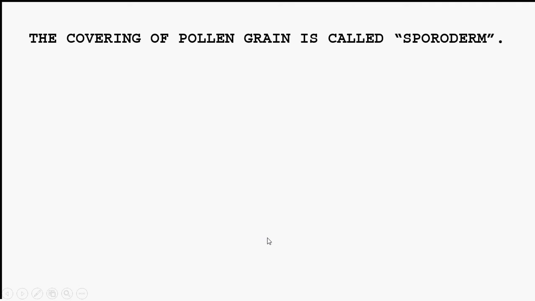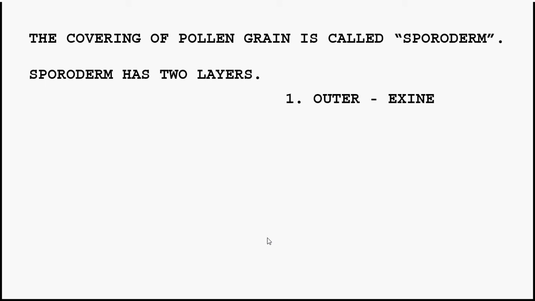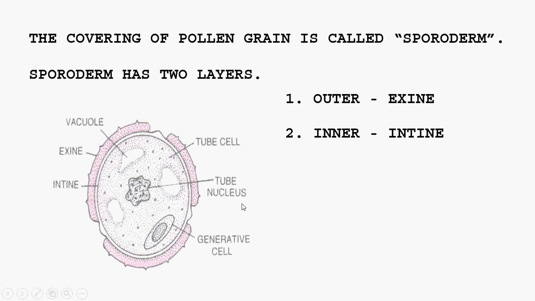The covering of pollen grain is called sporoderm. Sporoderm has two layers. They are the outer exine and the inner intine. See in this picture. The total outer covering of this pollen grain is called sporoderm, and this outer wall is called exine, and this inner layer is called the intine.